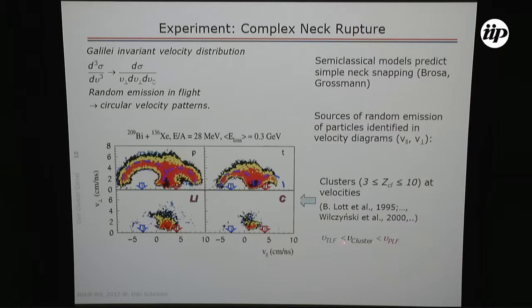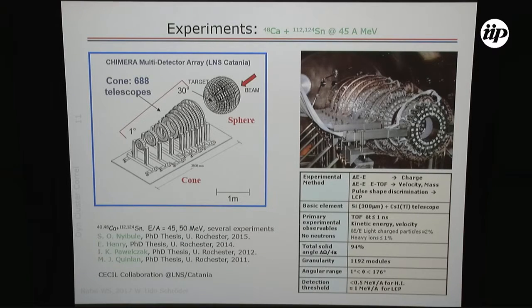So the velocity of neck clusters are expected between projectile and target velocities. Now, in order to do experiments of the kind that I'm talking about, 45 MeV per nucleon, enough energy to disintegrate the system several times over, you need efficient, very sensitive research instrumentation, which we were lucky to find at LNS Catania.